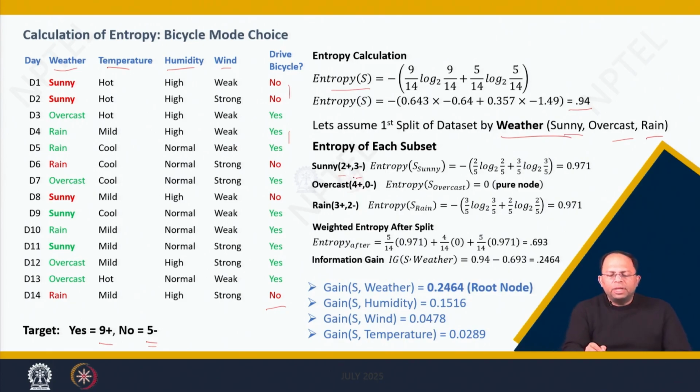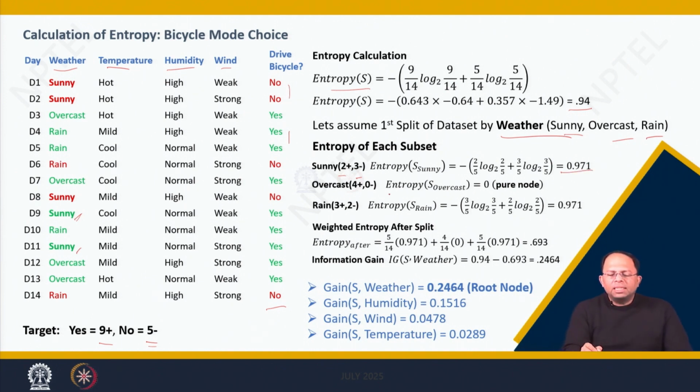For sunny, there are 2 yeses and 3 nos. So for sunny, these are marked over here. You can see there are 1, 2, 3 nos and 2 yeses. So this is a sunny, this is a sunny. These green ones are the yeses. So the entropy of sunny is minus 2/5 log to the base 2 of 2/5 minus 3/5 log to the base 2 of 3/5, which comes to around 0.971.